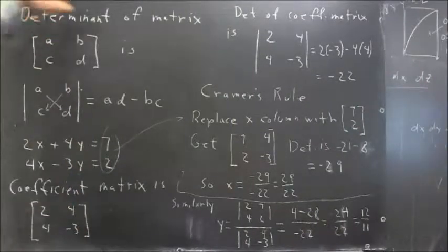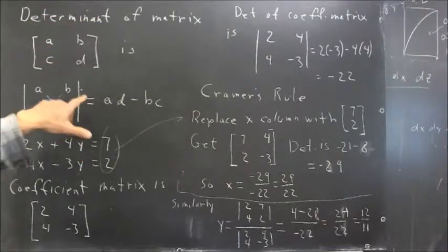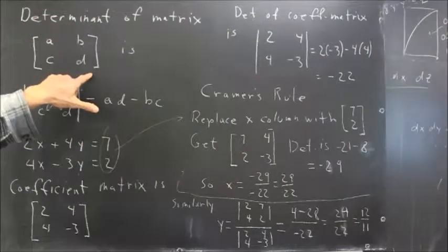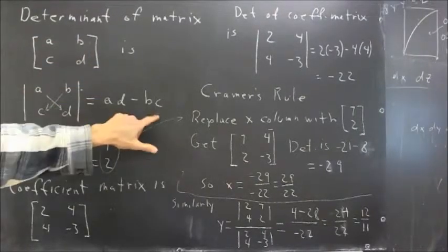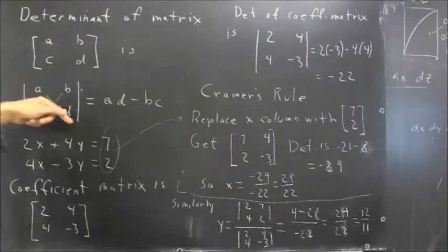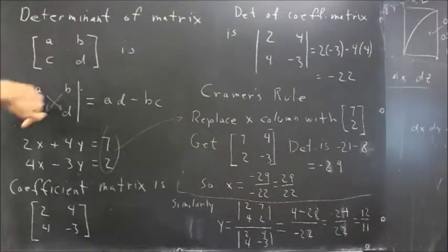The determinant of the matrix A, B, C, D is defined to be A times D minus B times C. A times D here minus B times C here. These arrows represent the multiplications. A times D minus B times C.